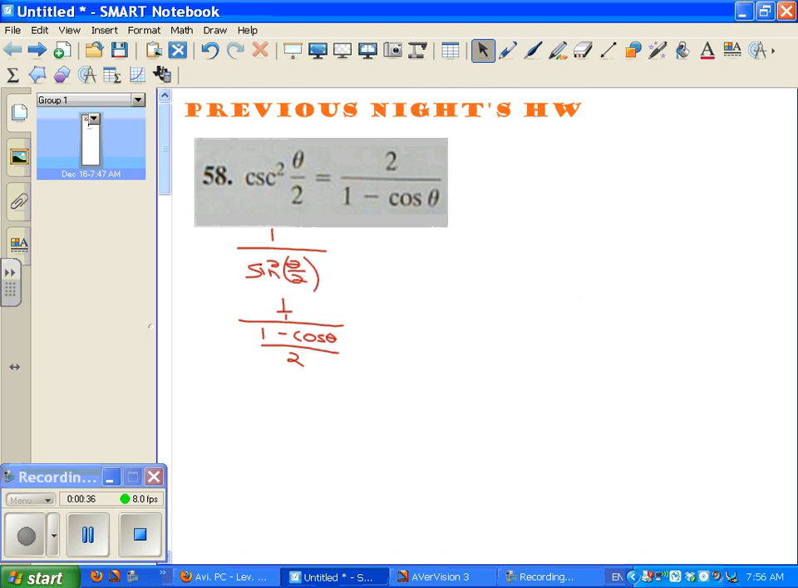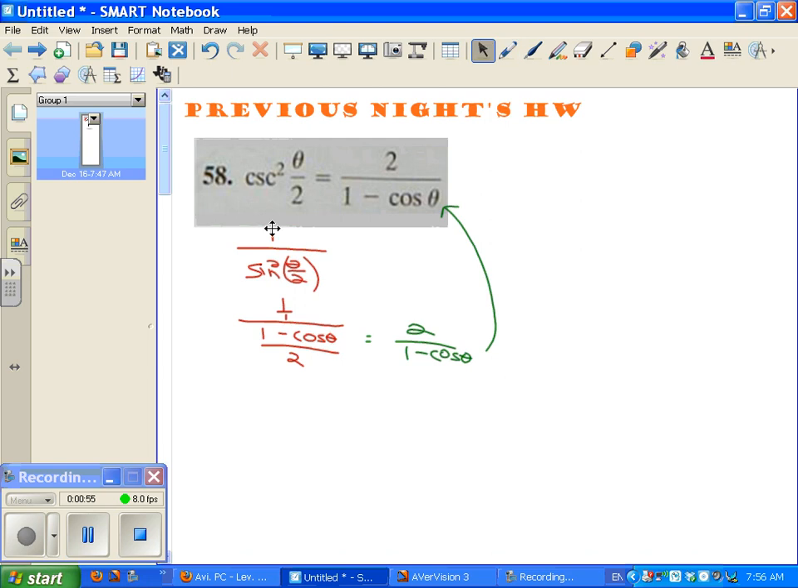Well, isn't that 1 really a fraction? So I have a fraction divided by a fraction. And what do you do with that? So I'm going to get 1 times the reciprocal of this, which is 2 over 1 minus cosine. Yay.